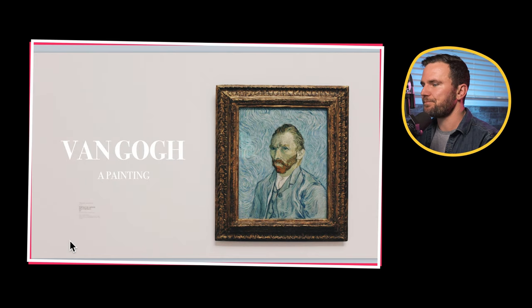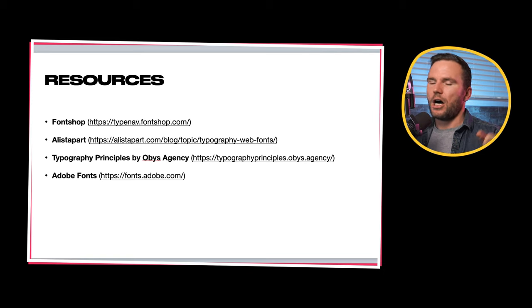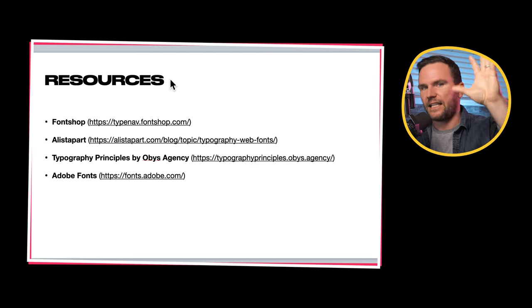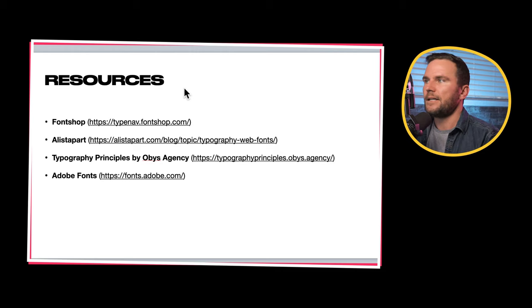There's an example, Van Gogh painting. Got some resources: fontshop.com, A List Apart. I'll link this all up in the description below. You can check these things out. You can play around with the fonts in your page editors, in Webflow, in Photoshop, Adobe XD, whatever tool you're using to change fonts, it's all there. Now, if you're using something more sophisticated like Photoshop, you're going to be able to adjust kerning, letter spacing, line height, tracking, all that stuff. You can even do it in Apple Pages and Keynote. You can go to Format, it's all here.